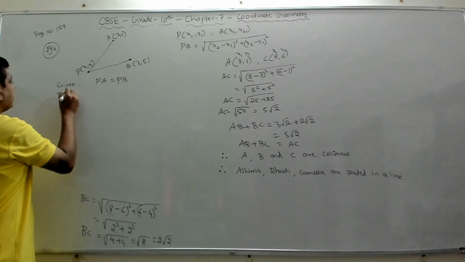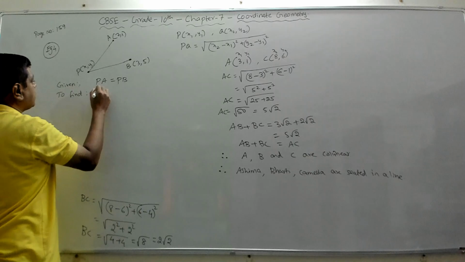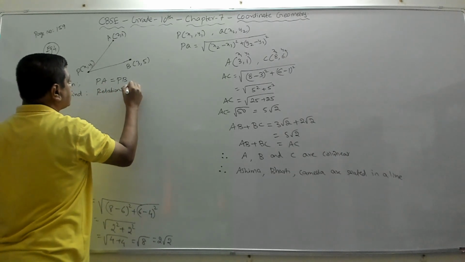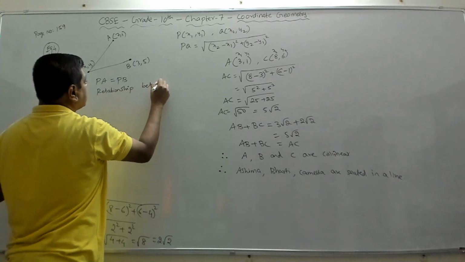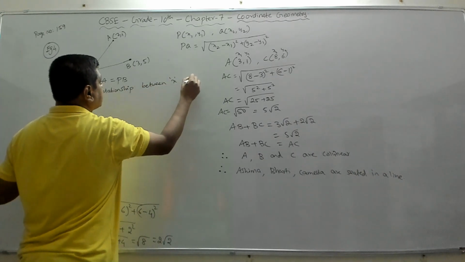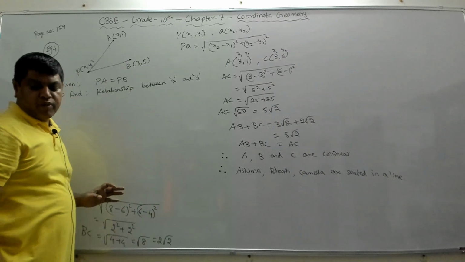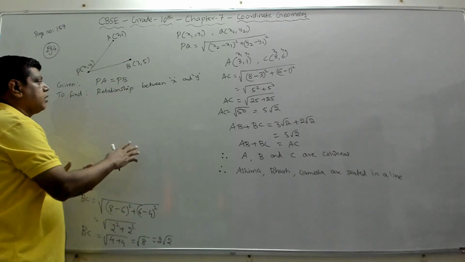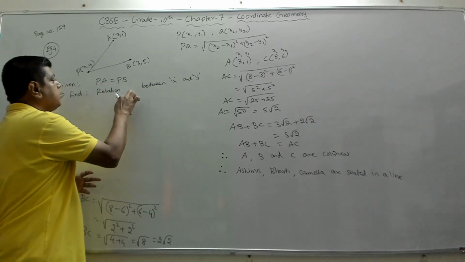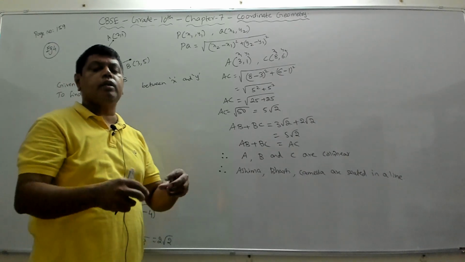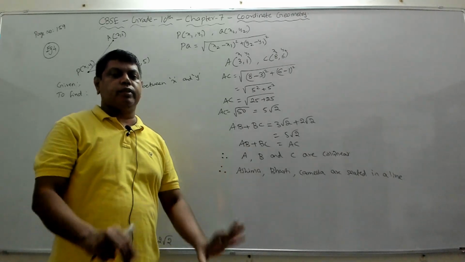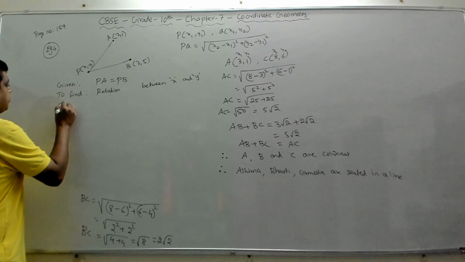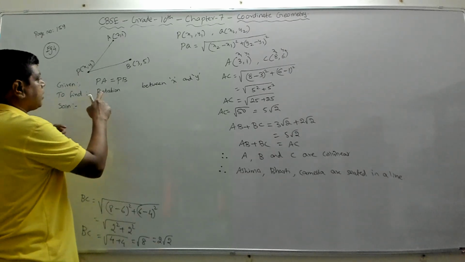Now what we have to find? We have to find the relationship between x and y. If you want to find the relationship between x and y, it means we should get an equation having x and y. That should be our answer. Now the solution: we have to find the relation between x and y.